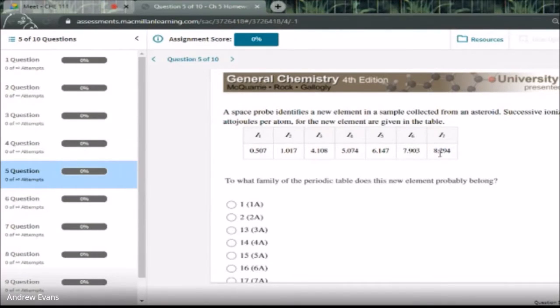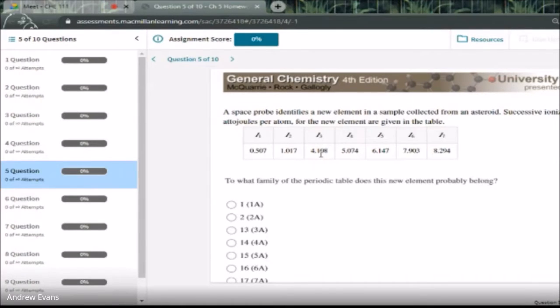Almost 8 to a little bit over 8, so it's jumped by far less than 1,000. So based on this, where's the biggest jump? It's between element 2, loss 2 and loss 3. So losing 1, it's easy. Losing 2, it's easy. Losing 3, it's hard, which means how many valence electrons is it likely to have?